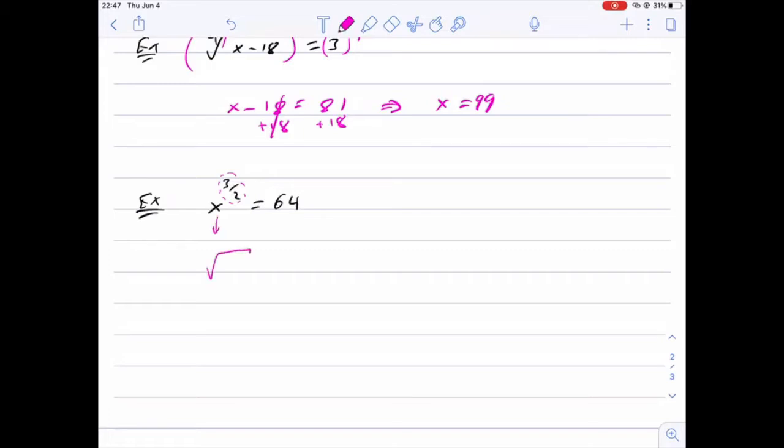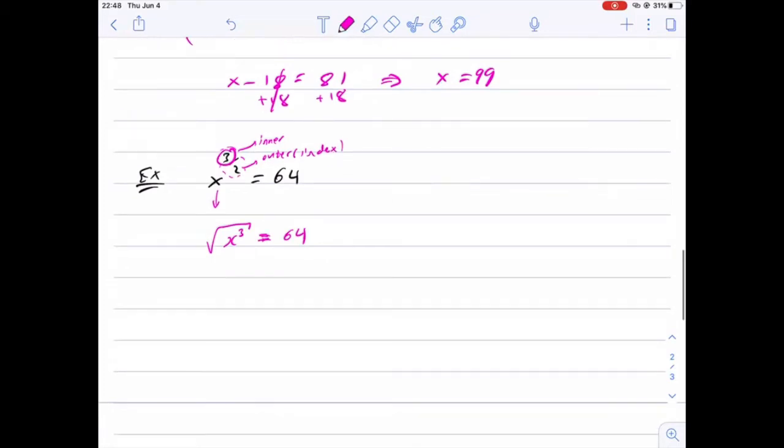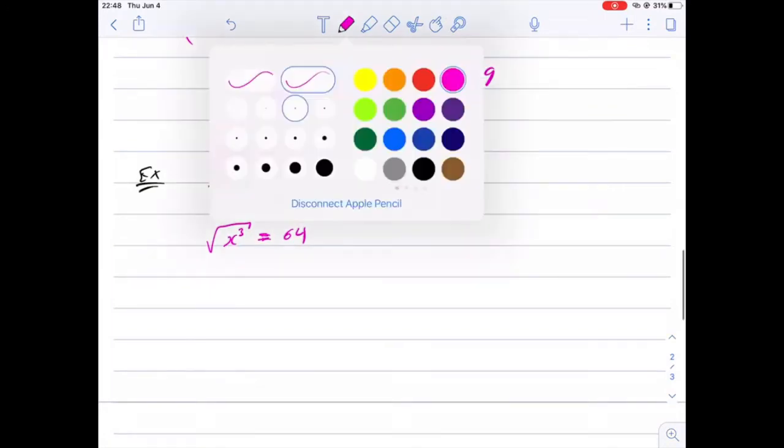because we can rewrite this using the radical, or it can be written as the square root of x to the power 3. This is the inner power, and this is the outer power, which is the index of the root. So the inner power is 3, the outer power is 2, but we don't need to write 2 here because the square root means the index is 2, equals 64. I rewrote the equation. I didn't do anything except converting x to power 3 halves to square root of x cubed. Now we need to get rid of the square root, so we can square both sides.